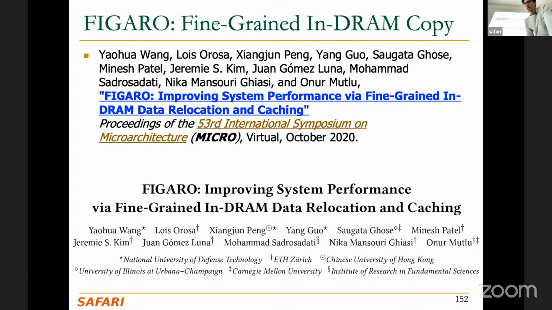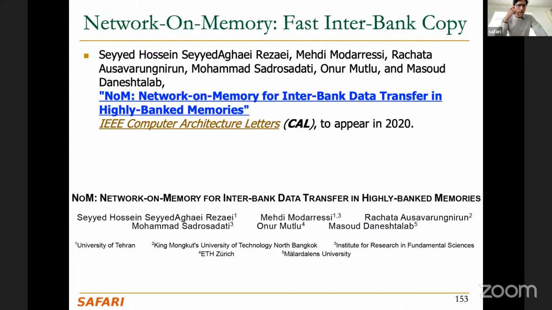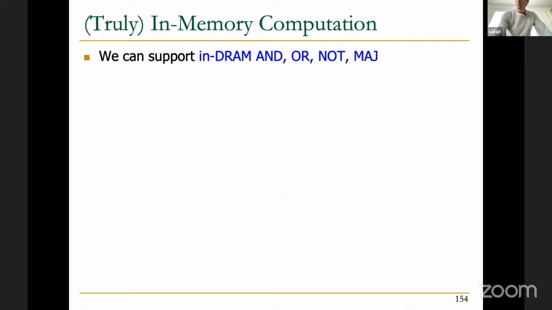This is the other one I mentioned, FIGARO, improving system performance via fine-grained in-DRAM data relocation and caching. In this case, it's the global row buffer and the global links that connect different subarrays inside the same bank that are being used to move data from one subarray to another in a fine-grained manner. Or also this other proposal that is based on 3D-stacked memory, integrating a network in the logic layer of the 3D-stacked memory. This is with respect to copy, but it's not the only thing that we can do using memory.